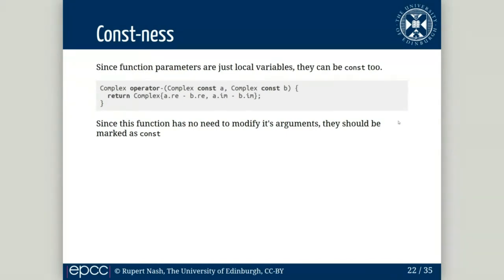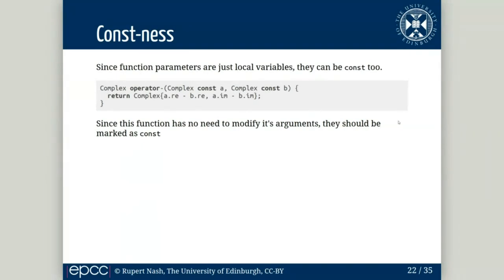Since, as I mentioned, function parameters are effectively local variables, they're on what we call the stack, they can be const too. As in the previous discussion, by passing complex const A and complex const B here, we're saying we're not going to modify these, and so we should mark them const. It really is good practice to do this. If we don't need to modify something, then we shouldn't be modifying it, and by using the const keyword, we can make that explicit. There could also be compiler optimizations done behind the scenes because certain things are const.